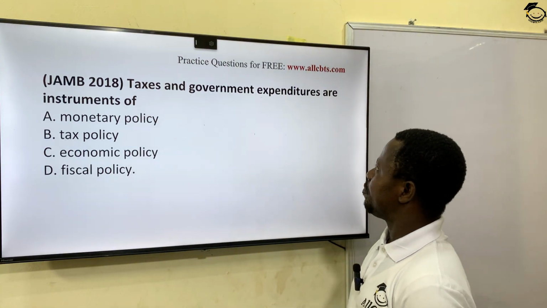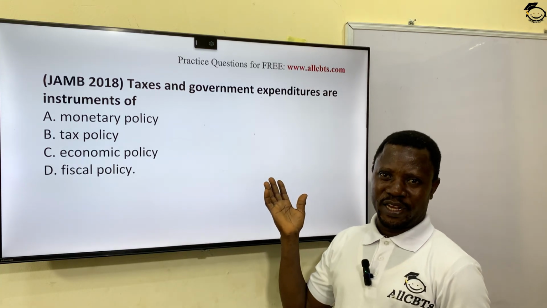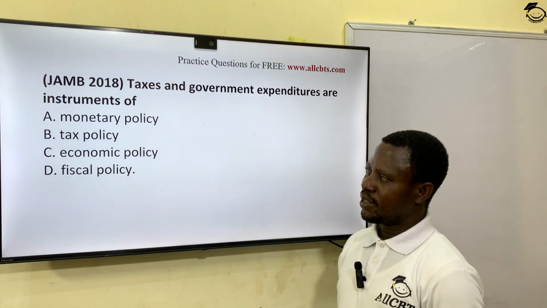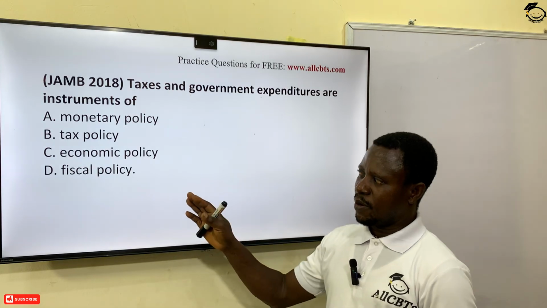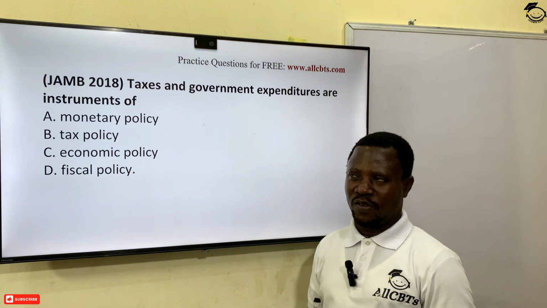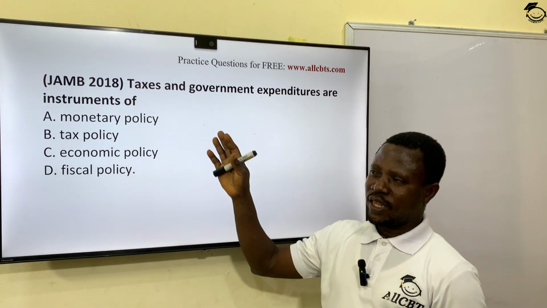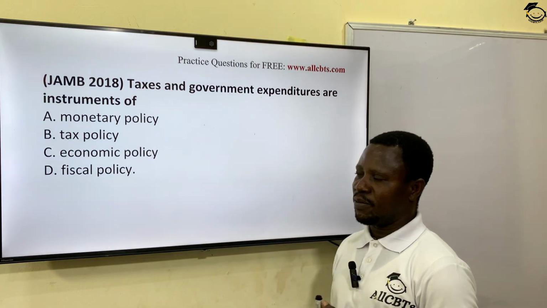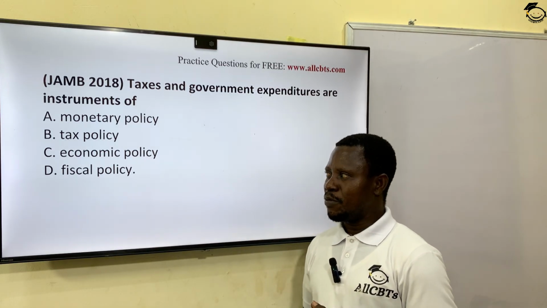Taxes and government expenditures are instruments of... I've also mentioned this in the course of my explanation earlier when I was talking about the central bank. Monetary policy, tax policy, economic policy, fiscal policy. Fiscal policy is basically within the jurisdiction of the government, particularly the executive arm of government, to control the economy. And by so doing, they do taxes. In fact, we have one that's ongoing right now. The new tax policy, the fiscal policy released by the current government in Nigeria. And people are still studying it.